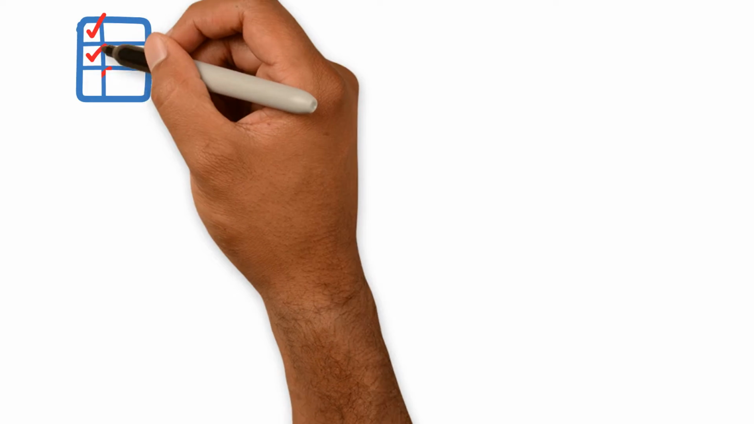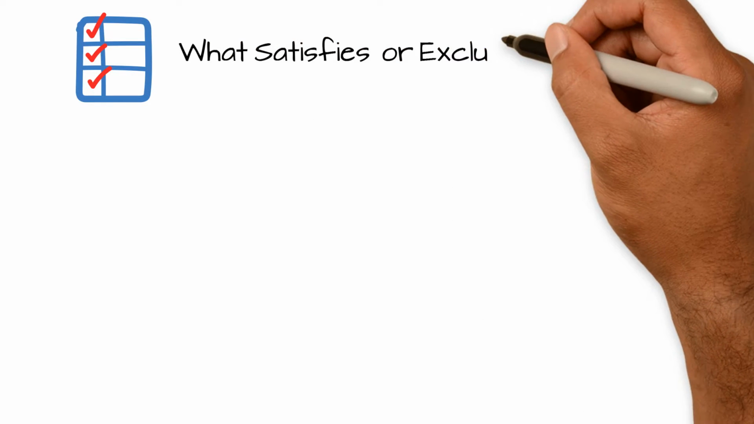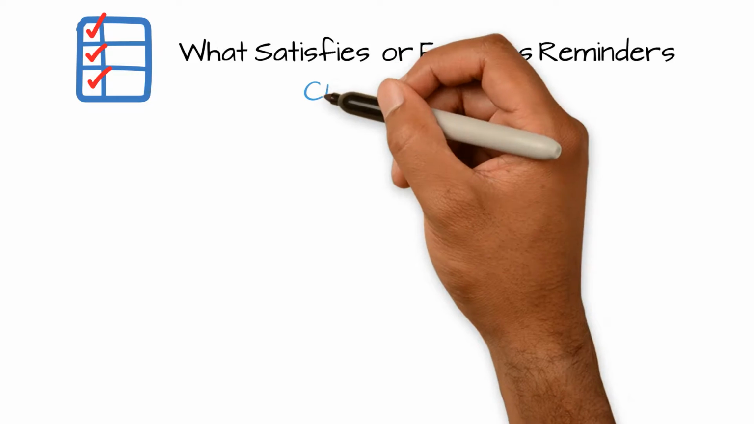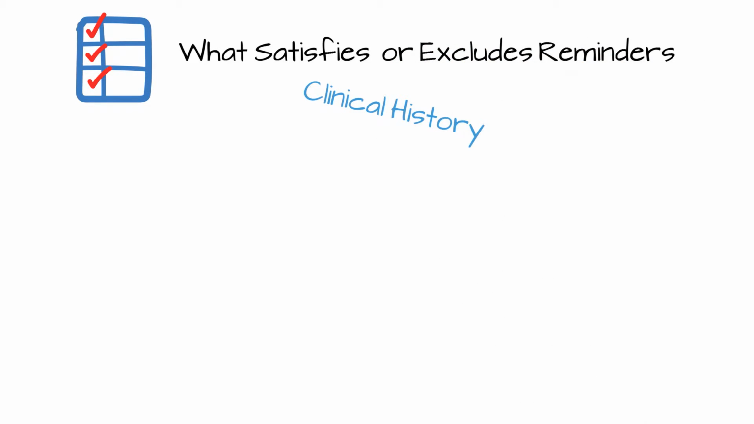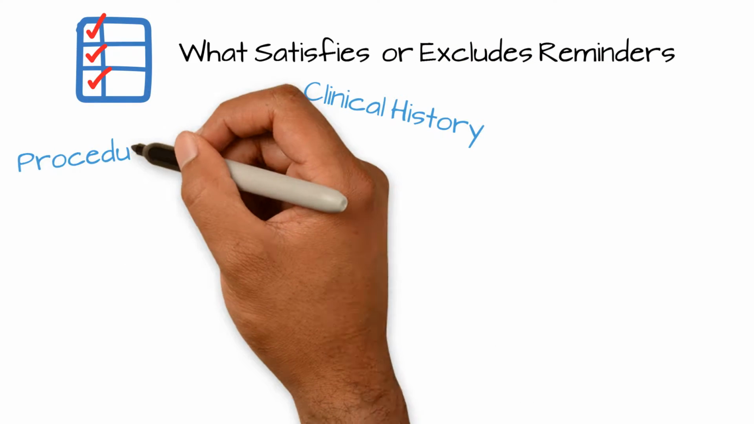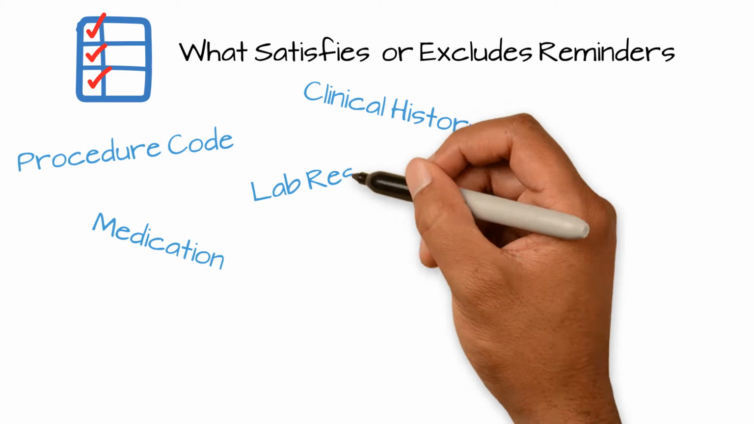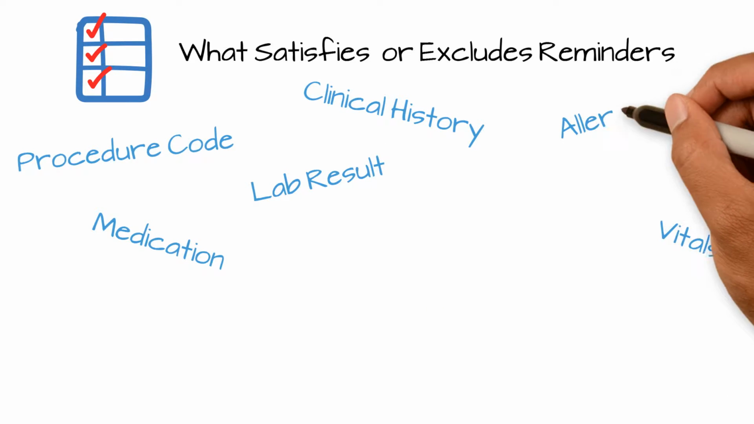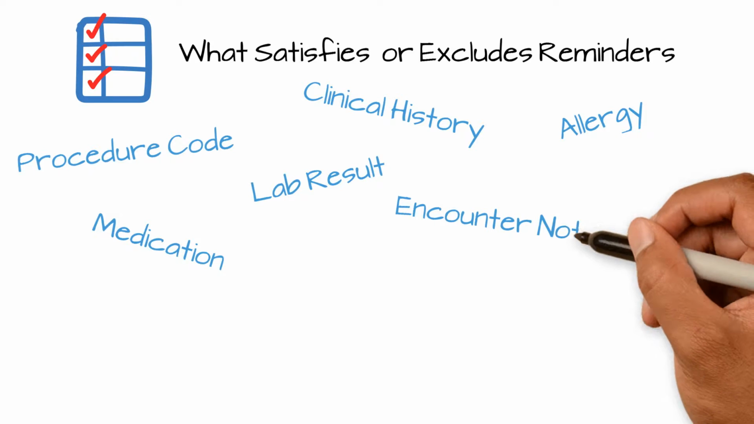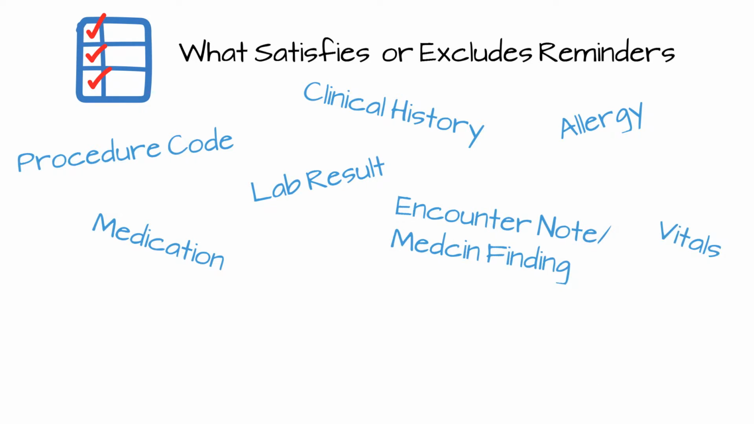There are various Intergy events that satisfy a health reminder, or even exclude the patient from one. For example, documenting either in the encounter note or the problem list that a patient is pregnant can trigger the chlamydia screening, and at the same time exclude the patient from the BMI screening.